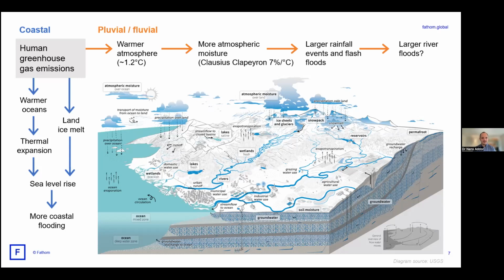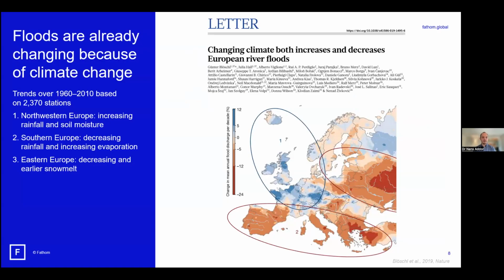Next slide, Kevin, please. So this is a good starting place because in this paper, they showed that climate change both increases and decreases European river floods. So they used about 50 years of data based on 2,370 stations across Europe. And they looked at changes in annual maximal flow at all these locations. Locations where they see larger flood peaks are in blue, and the ones with smaller flood peaks are in red. So they divided Europe in three regions.